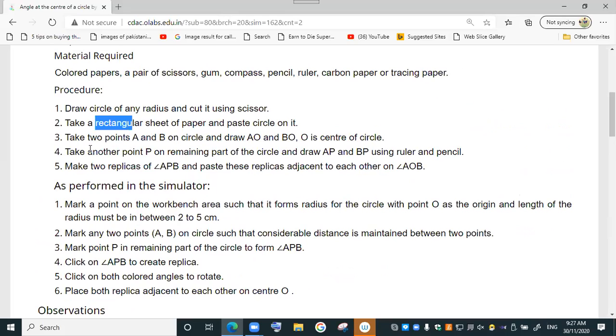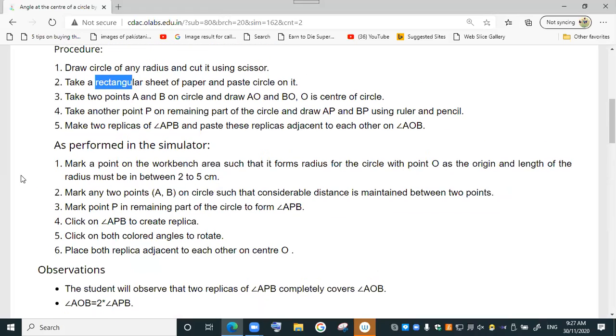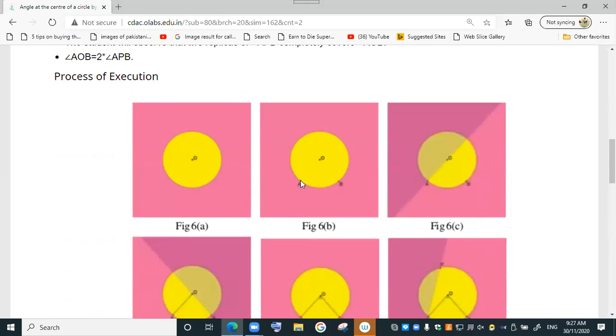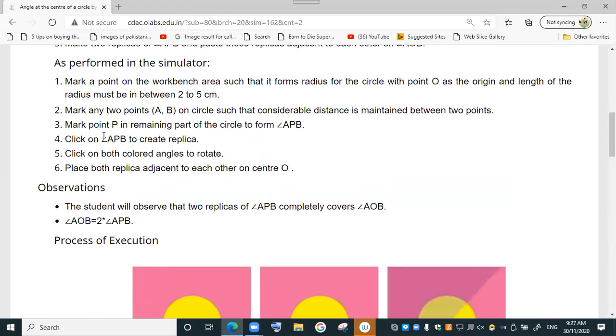Take 2 points on the circle, draw AO and BO. O is the center. This is point A. You can see in every figure what you have to do. First pasting, then take 2 points, A and B. Then draw AO and OB. Join AO and OB.